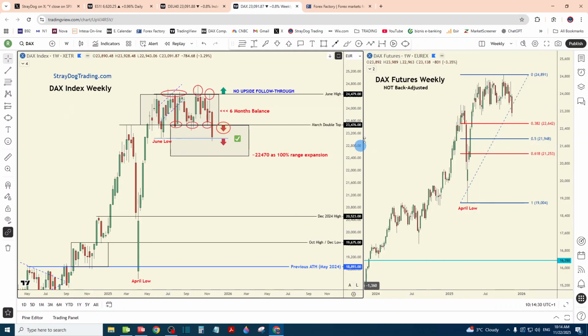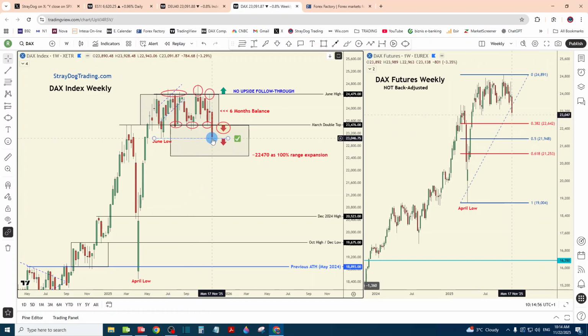This is DAX weekly, also index and futures. This was one of the most boring weekly charts in this period, in this year, since we got 6-month balance without upside follow through and without downside follow through. However, now we do have a decisive close below March double top and tagging the June low.